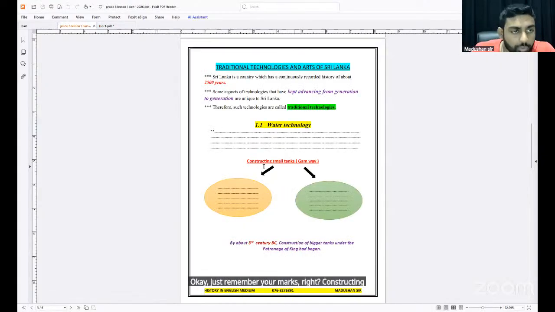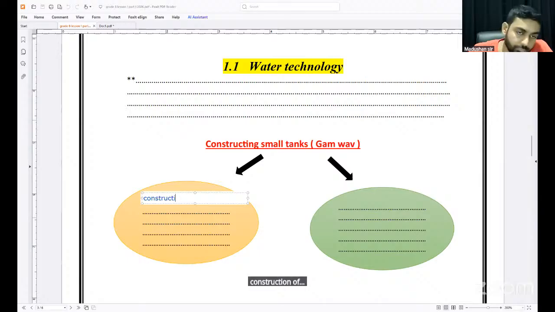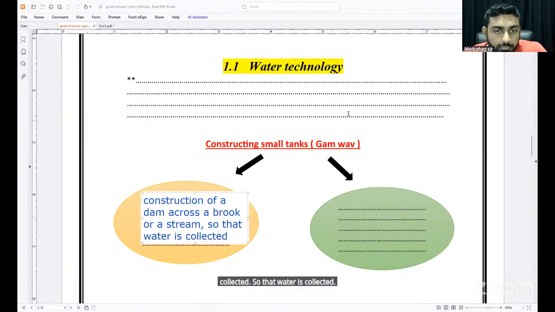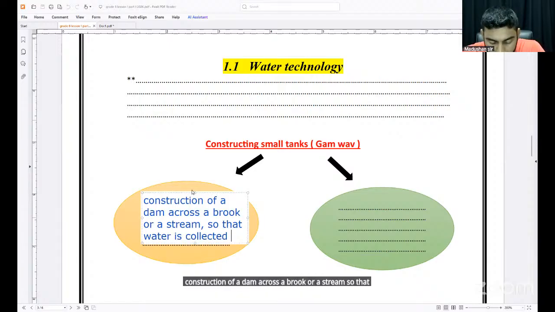Constructing small tanks. Well, so we'll put up this one. First one: construction of a dam across a brook or a stream so that water is collected.